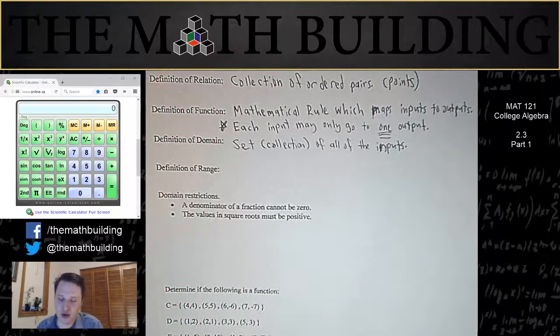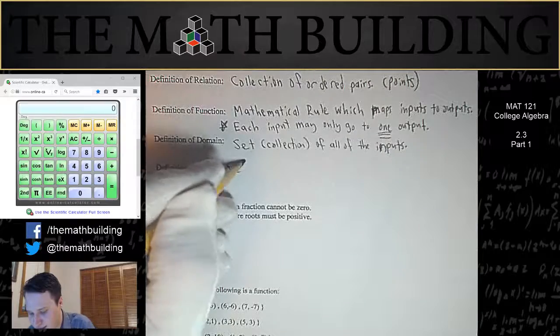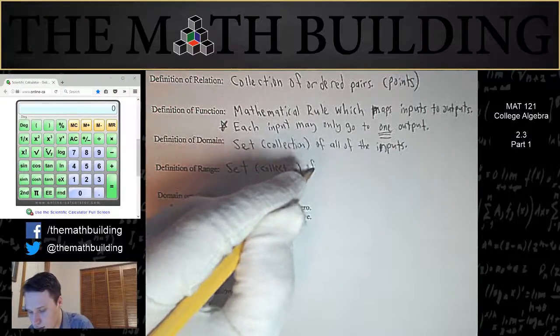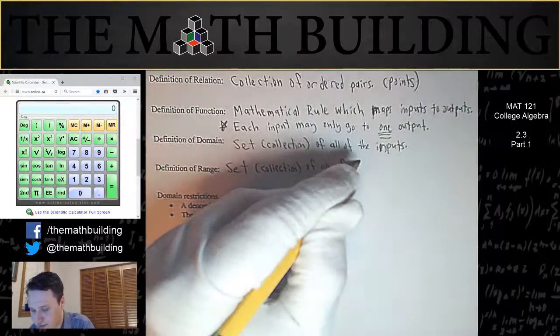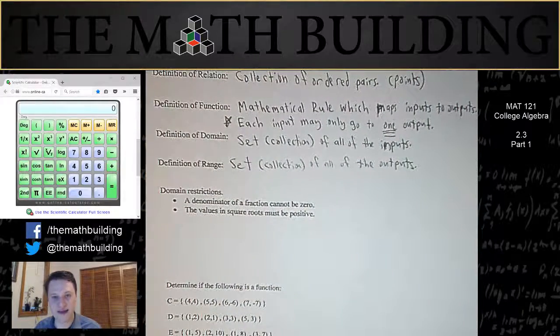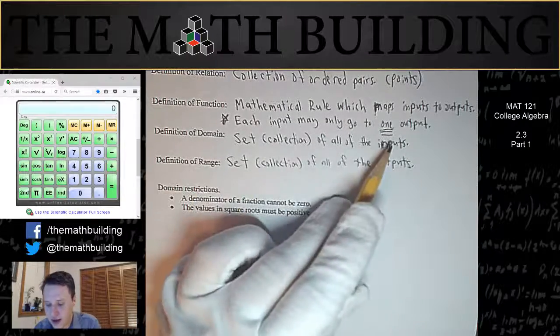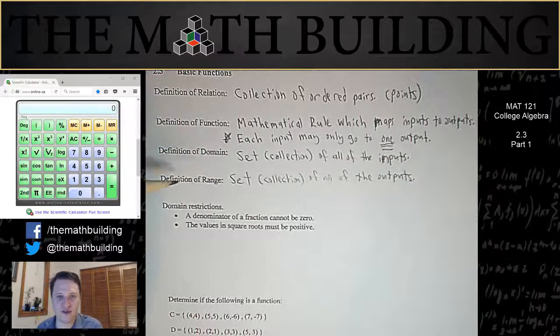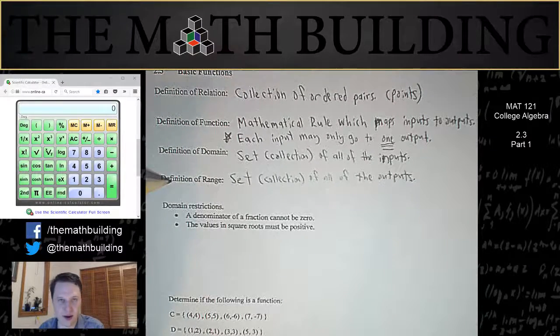And so then you can probably imagine what the range is. The range is also a set or collection of all of the outputs. And so that's the idea. The domain is all the inputs, the range is all the outputs. Please, please memorize all four of these definitions right now, especially domain and range, because we're going to be talking about them over and over again in this class, and you're going to see them all again in calculus. So save yourself the trouble and memorize them right now so that you can just know these forever.